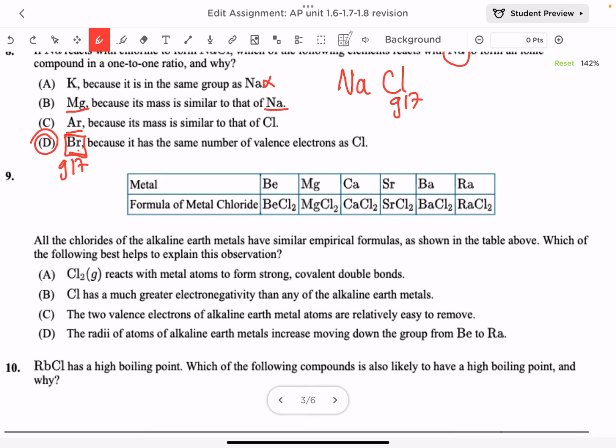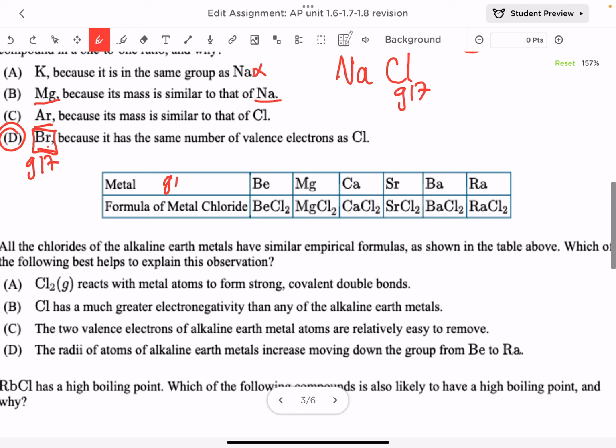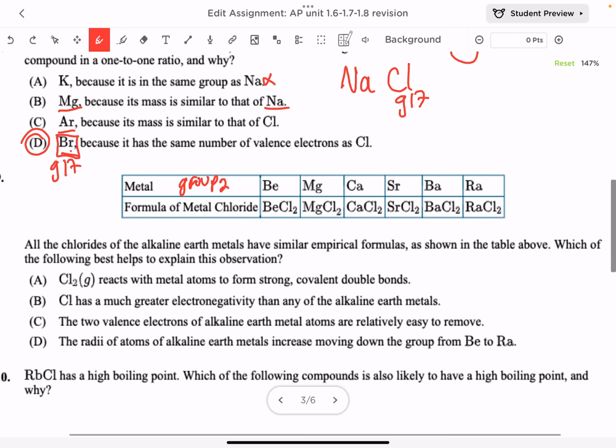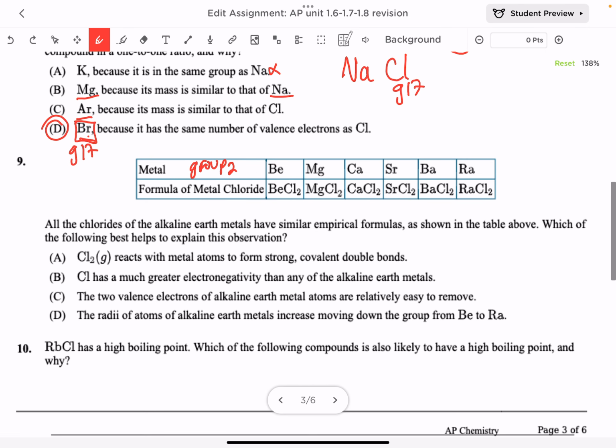Now another question showing a metal of group 2 bonding to an element of group 17, chlorine. Okay, so here in this question, all of the chlorides of the alkaline earth metals have similar empirical formulas, of course, because elements of group 2 form positive 2, so we need 2 chlorides in order to make the formula unit. Which of the following best helps explain this observation?